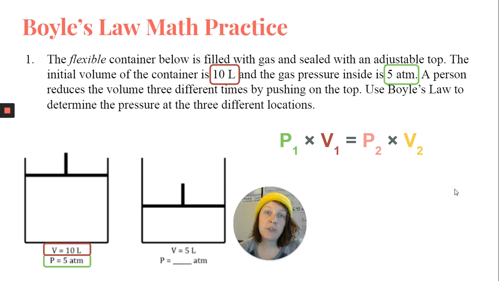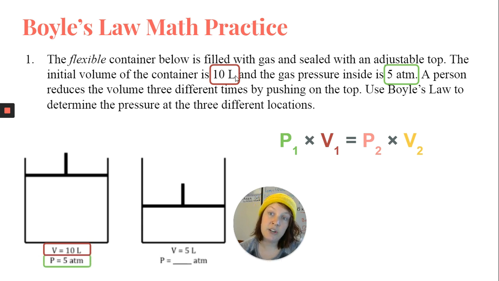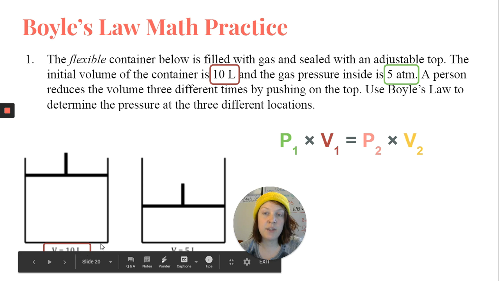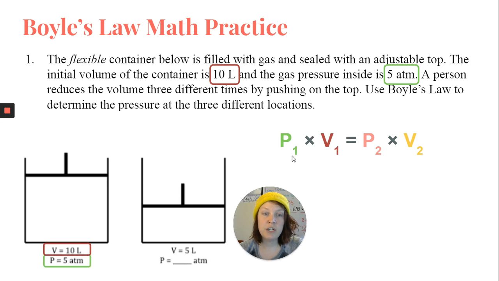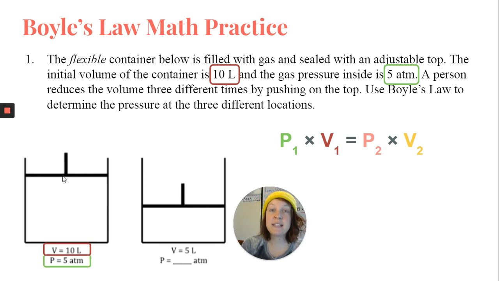I know that I'm going to be using Boyle's Law because it's the Boyle's Law lesson, but also I've got volume in liters and pressure in atm, and I know that I'm going to be plugging those 2 values into the equation. You'll see that I've got volume in dark red and pressure in light green, and I know that these 2 values go together because the picture shows that this container has 10 liters of gas at a pressure of 5 atm, and you can also see that they are related to each other in the question. The initial volume of the container is 10 liters and the gas pressure inside is 5 atm.